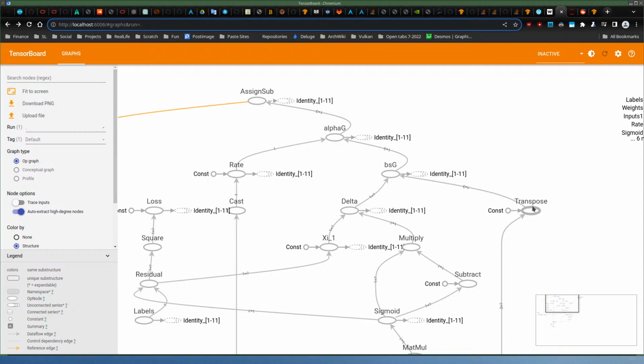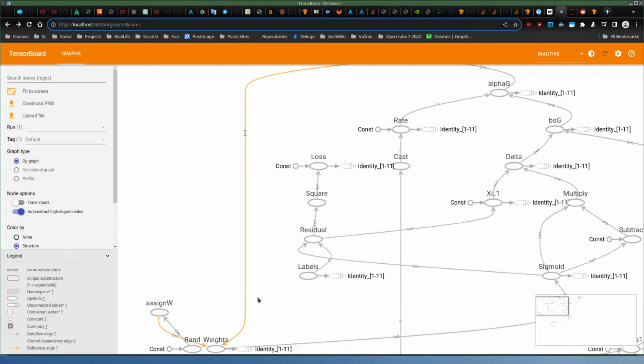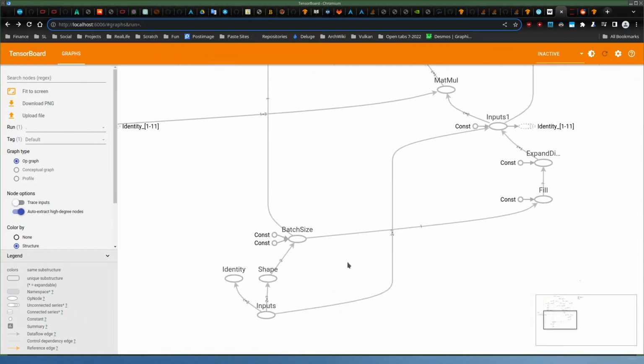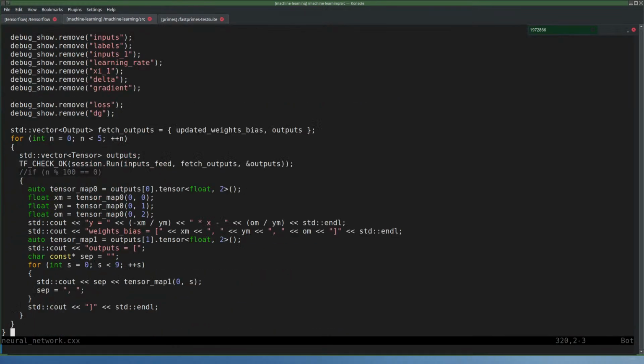Okay, so these two together make bit size times g, and then we multiply that here with the rate, and then we get alpha times g, and that is then subtracted from the weights, and then we go again. So that's how it works. But if I do not pass input, I think all hell will break loose. Let's see how we can do that.